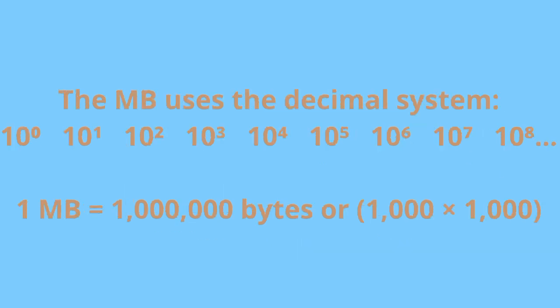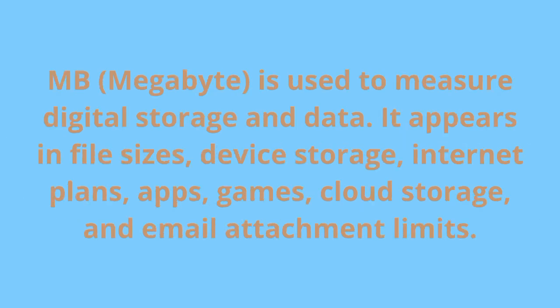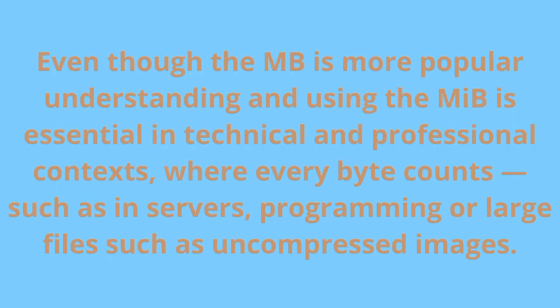But the megabyte uses the decimal system, based on powers of 10. 1 megabyte is equal to 1 million bytes or 1000 times 1000. Megabyte is used to measure digital storage and data. It appears in file size, device storage, internet plans, apps, games, cloud storage, and email attachment limits. Even though the megabyte is more popular, understanding and using the mebibyte is essential in technical and professional contexts, where every byte counts, such as in servers, programming, or large files, such as uncompressed images.